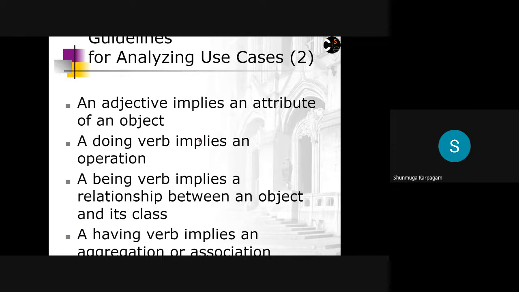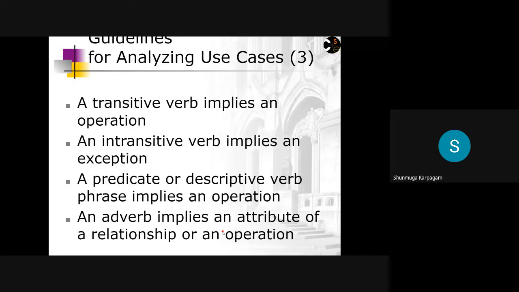And a doing verb implies an operation. Doing verb means we call it a method. Being a verb implies a relationship between the object and its class, so it helps decide whether it is an association or an aggregation. And a transitive verb implies an operation.